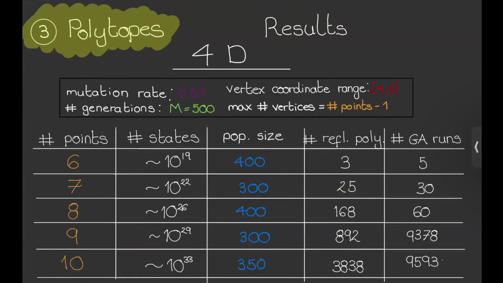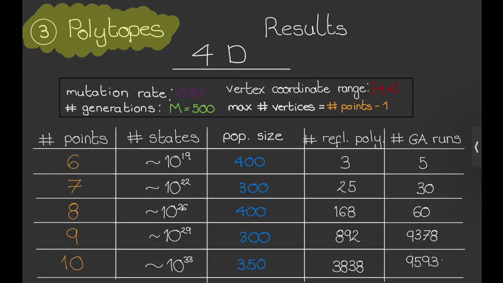So the lowest number of points of a 4D reflexive polytope is 6, and then we looked up until 10 points. And these are the number of reflexive polytopes with that number of points, as taken from Kreuzer and Skarke's data set. And then this is the number of runs it took the genetic algorithm to get the total data set. So even in 4 dimensions, we're still able to generate complete data sets.